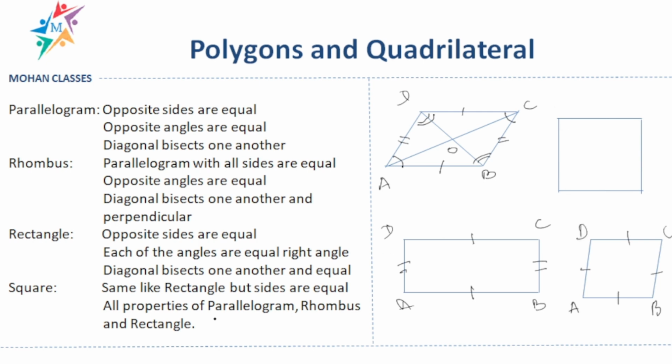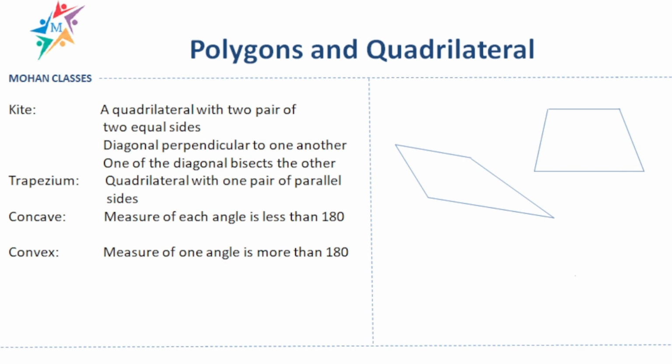Now, let us move to the next, kite. What is called a kite? Kite means a quadrilateral with two pairs of equal sides. See here, ABCD. AB is equal to AD and BC is equal to CD. Here, the diagonals are perpendicular. The diagonals will be perpendicular to each other.